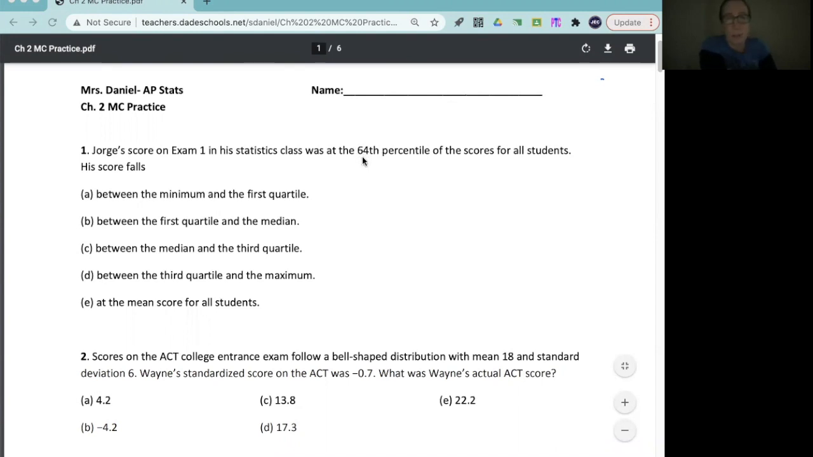So the 64th percentile is between the 50th and the 75th percentile, and the median is the 50th. The third quartile is the 75th percentile. So the answer to that would be C.